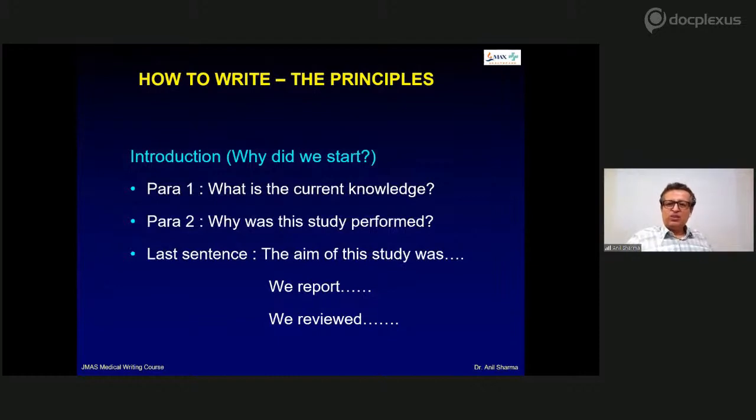So let's try and do that. Now, the first two units of thought are in the introduction, which is, why did we start? That is your segment on the introduction. Like Sandeep said, the first paragraph is, what is the current knowledge on the subject? And like Deepraj has been saying, Prof. Sandeep Aggarwal said, Raman also mentioned, till you have read and you know what is the current knowledge, you can't start, obviously.